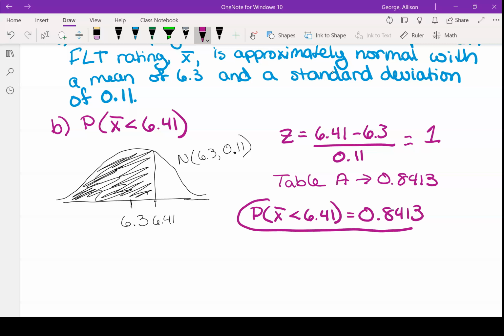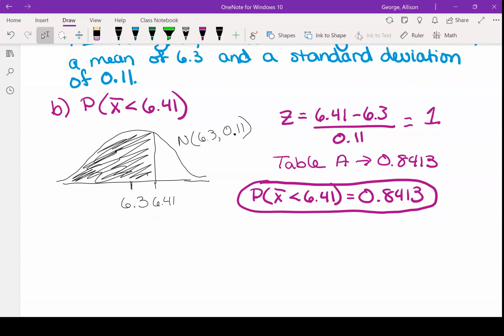So now we found it. We've done the calculation. Now we have to interpret it. We're still using what we talked about before, and we're just describing everything that has gone into this. So the probability that the sample mean of the FLT rating x bar of a sample of 400 cats was less than 6.41 is 0.8413. So you're basically putting all of the information you know into that sentence.